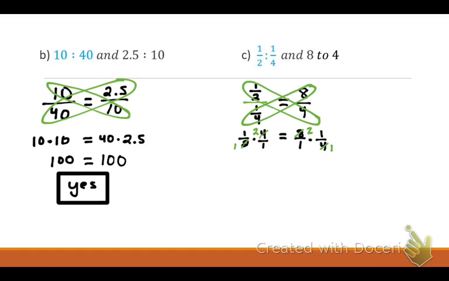All right, very good. Now looking at the left-hand side, what do you get for that answer? 1 half times 2 over 1 and 1. 2 over 1, which is 2. And what do you get on this right-hand side? 2 over 1 is 2. All right, so is the answer yes or no? Yes. The answer is yes. Those are proportional because they equal each other using cross products.